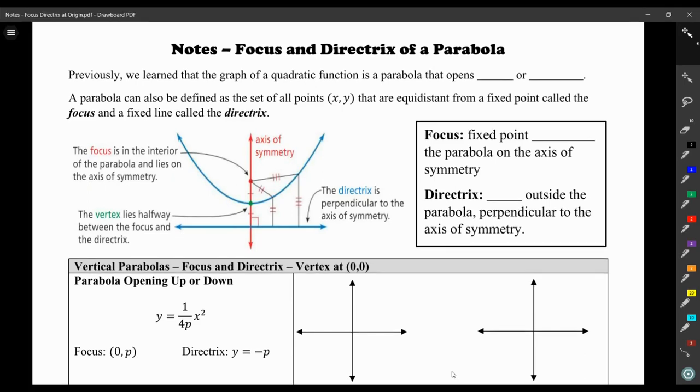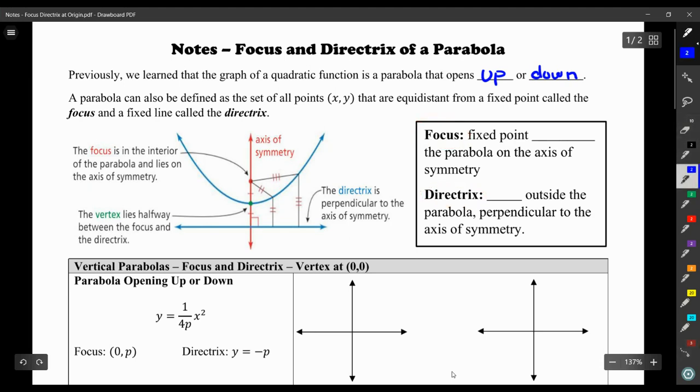Focus and directrix of a parabola. So previously we have learned that all parabolas open up or down. You actually can also have quadratics that open left or right. The way that we work with the ones that open left or right is we look at something called the focus and the directrix.